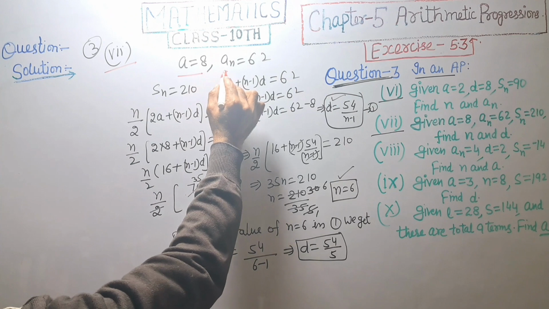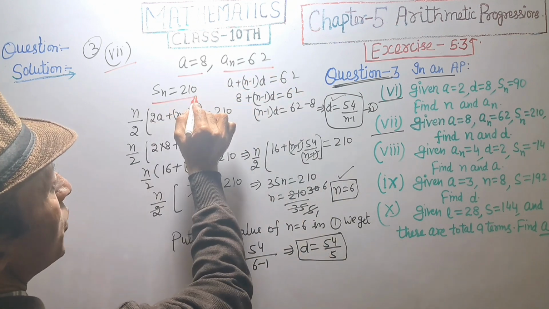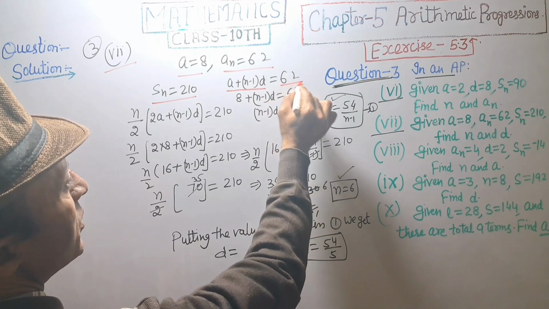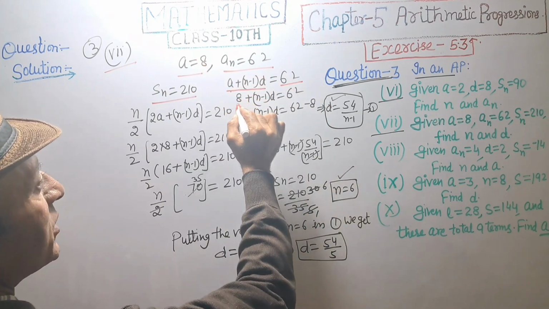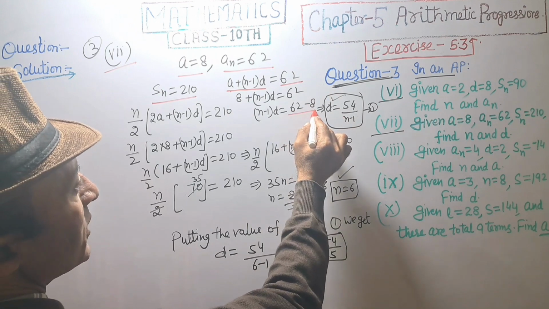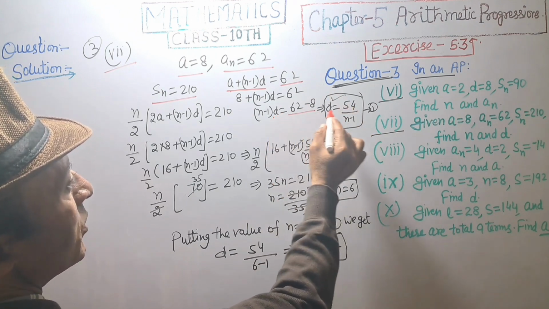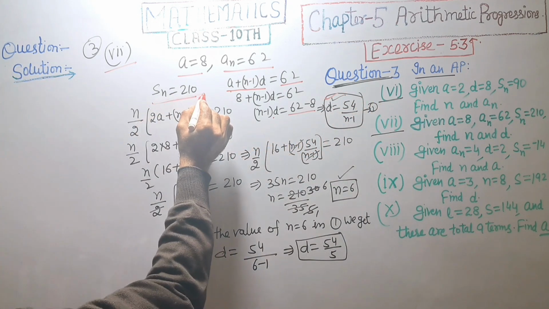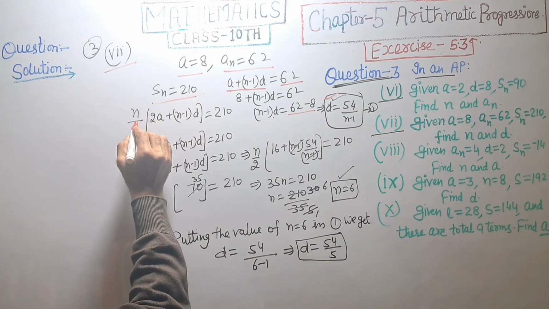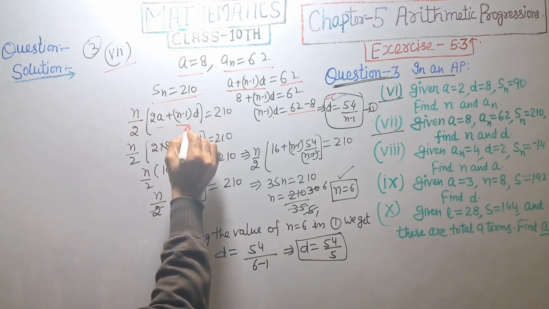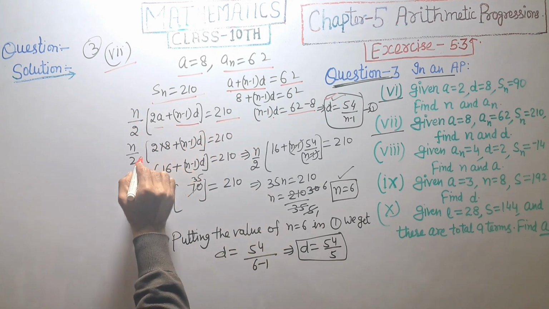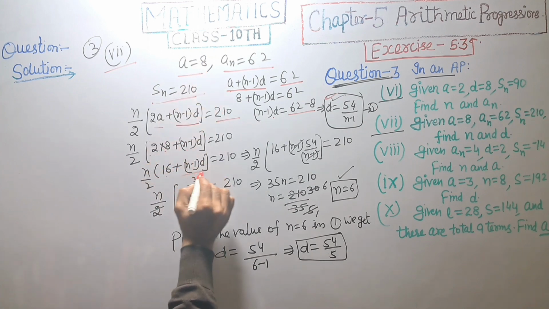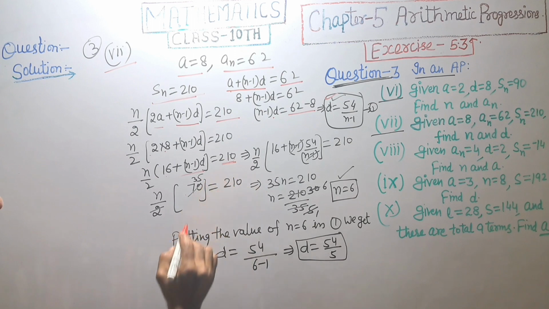A is 8, an is 62, Sn is 210. An is equal to a plus n minus 1 into d is 62. A is 8, shifting right side, 62 minus 8 is 54, and d is equal to 54 upon n minus 1. It's equation first. But Sn is 210, which is n by 2, 2a plus n minus 1 into d is equal to 210. 2 into a is 8, 8 2s are 16 plus n minus 1 into d is equal to 210.